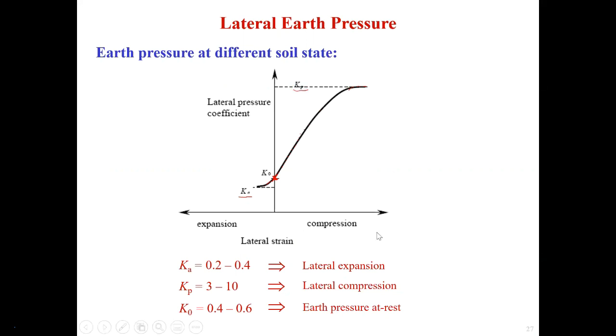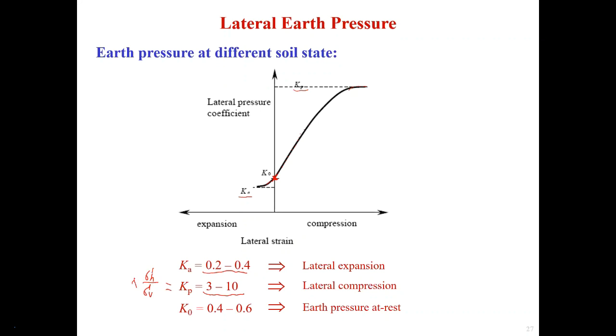So now here, I would like to just list a couple of conclusions. In general, for the active condition, the Ka is going to vary anywhere between 0.2 to 0.4. And for the passive condition, it's going to vary anywhere between 3 and 10. In other words, a little soil element is feeding more stress in the horizontal direction than it is in the vertical direction when we induce a passive loading on the soil, because Kp equals sigma h prime divided by sigma v prime. So the sigma h is much larger than this sigma v.